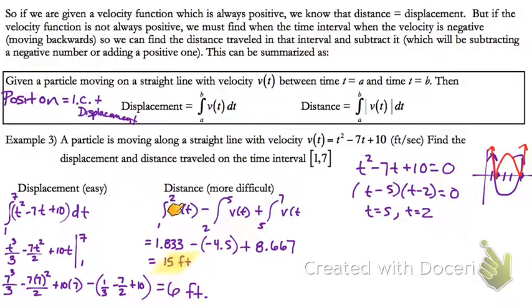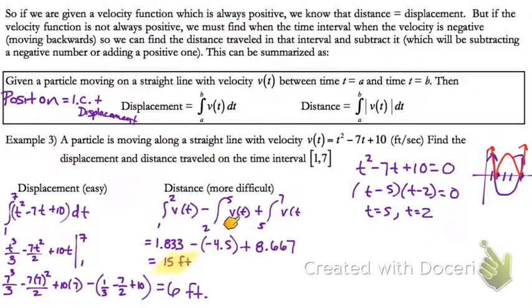Alright, so I put each one in my calculator individually. The integral from 1 to 2, I got 1.833. The integral from 2 to 5, I got negative 4.5, so I subtracted that, made it a double negative to make it positive. And then the integral from 5 to 7, I got 8.667. If I add all 3 of those together, I get 15 feet, so it ended up being a distance of 15 feet. You'd notice, by the way, that if you added this and didn't make this a negative, if you kept this a positive, that these 3 numbers should have added back to 6 again to show the displacement if you never accounted to make this positive.